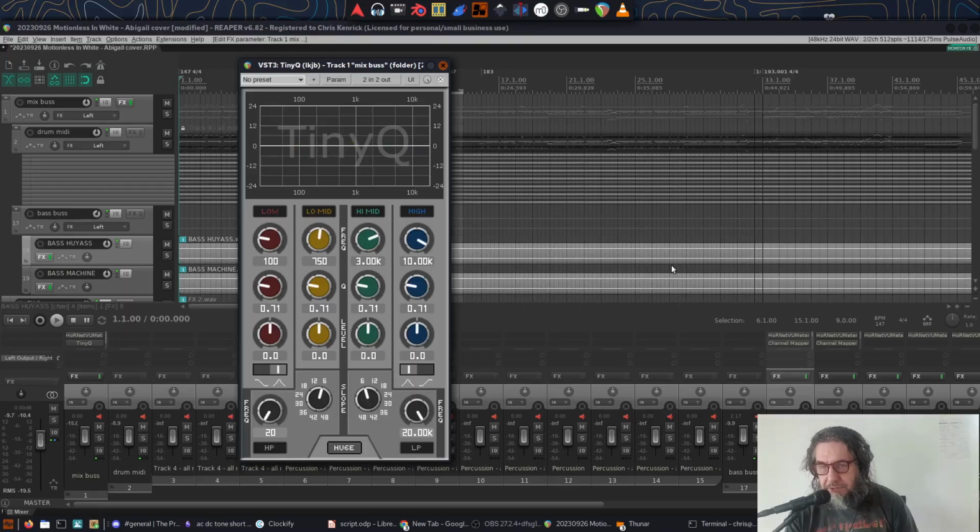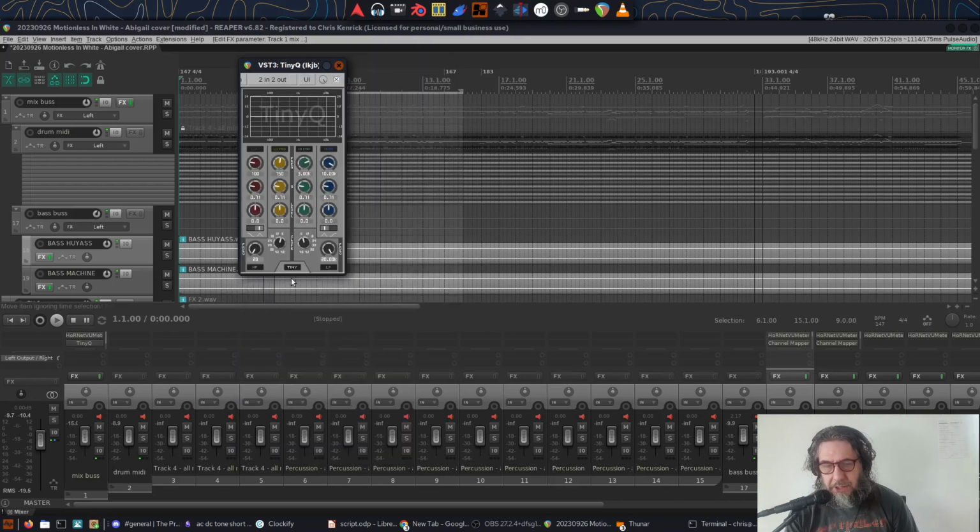Today we're going to be looking at one of the most slept on free digital style EQ plugins, TinyQ by lkjb. Now, I only rediscovered this recently, but this is likely to be my go-to digital EQ for just simple adjustments from now on. So, what can this do?